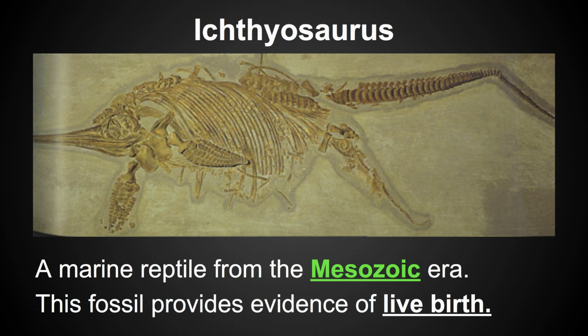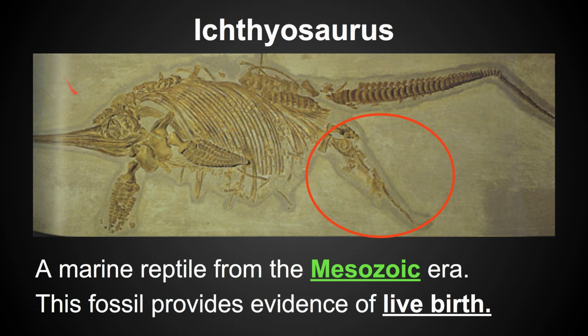And this is proof that this animal gave live birth. This was a female ichthyosaur that died while it was giving birth. So what you see right there is the skeleton of a baby ichthyosaur that died when its mother died. Why? We don't know, right?